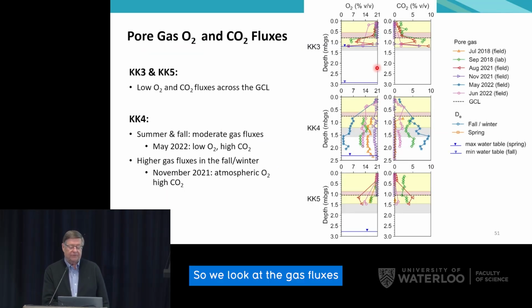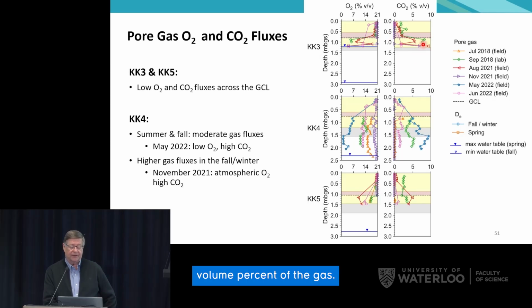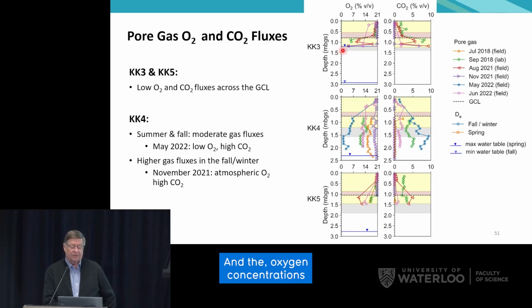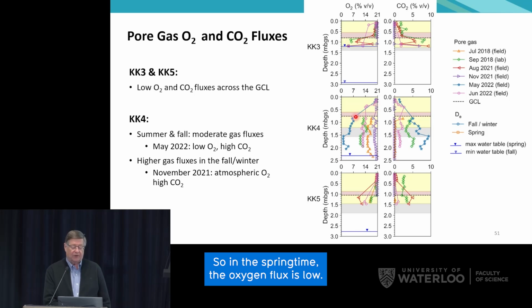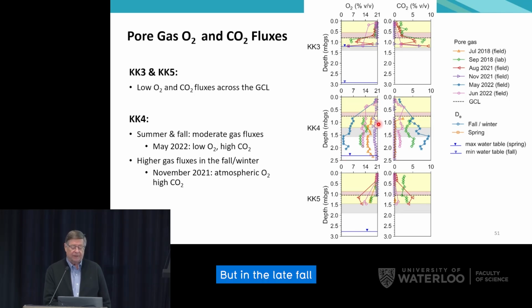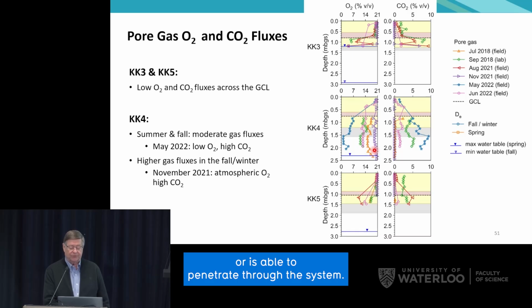So we look at the gas fluxes. At two sites, KK3 and KK5, we see sharp declines in the oxygen concentration and increases in the carbon dioxide concentration. So carbon dioxide goes up to about 10% by volume of the gas, and the oxygen concentration declines sharply. And that's at these two locations. At KK4, we see a seasonal variation. So in the springtime, the oxygen flux is low, but in the late fall and early winter, the oxygen flux is high. So the cover system is draining, and oxygen is able to penetrate through the system.